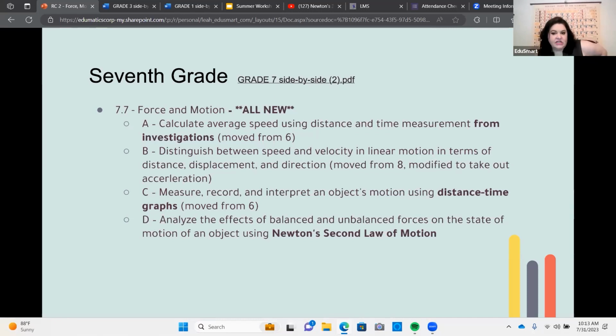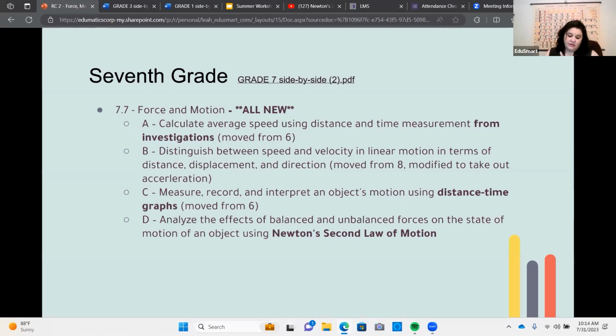A, for force and motion, now you calculate average speed and distance. Calculate average speed using distance and time measurements from investigations. So that's moved from sixth grade. It's more specific that they have to do their own investigations to get the measurements. This was changed because the calculations needed weren't really taught until seventh grade, and so it didn't make sense to teach this in sixth grade when they didn't have the math for it. So now they are better aligned with the math standards.